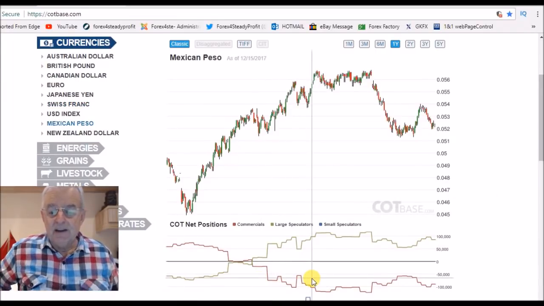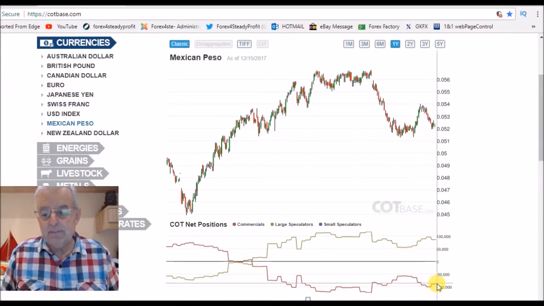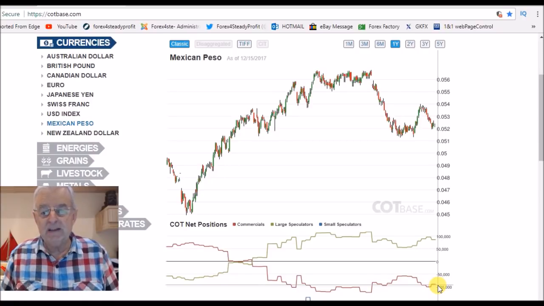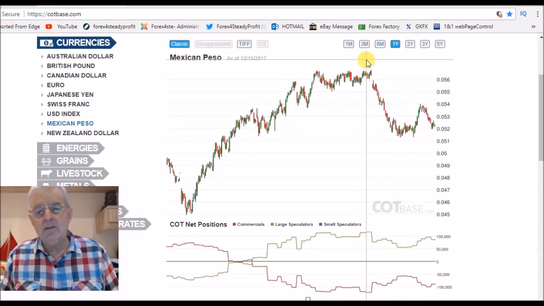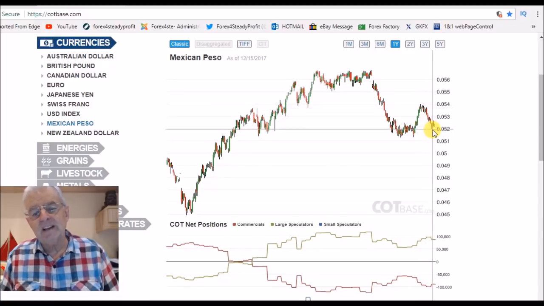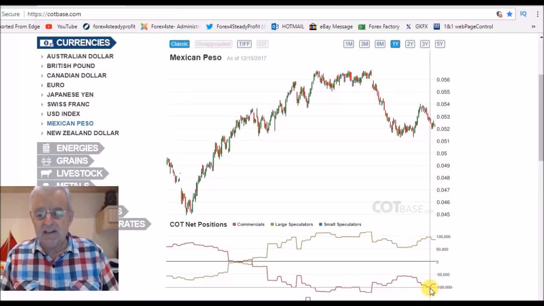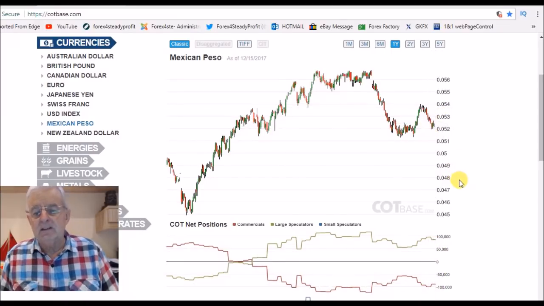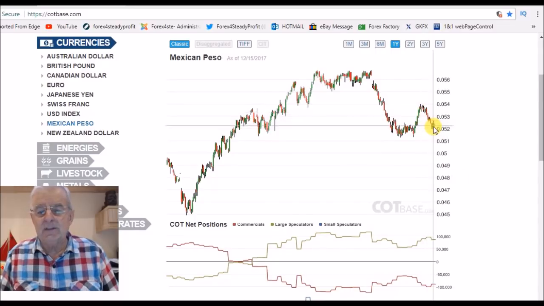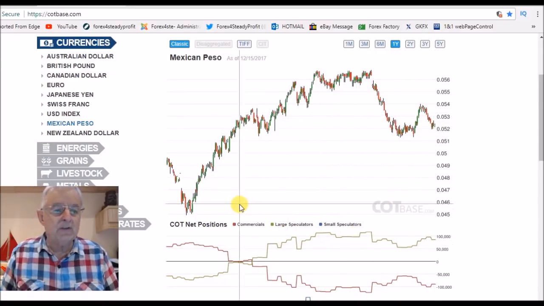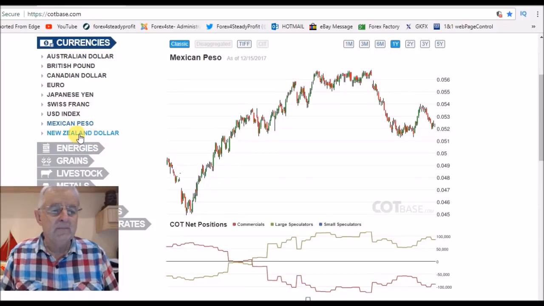Mexican peso. Again, we're at a fairly bearish extreme for the Mexican peso. We've seen it sell off quite nicely from the highs, had a bit of a pullback, and it's back bearish again. I'm expecting it to make a lower low. So we'll see how that goes over the next couple of months, but I've still got a trade on that against the dollar. So hey ho.